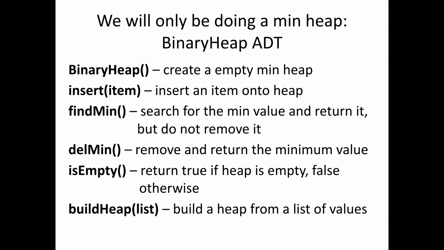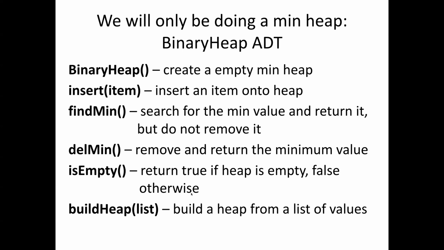So here is the abstract data type for a binary heap. We have a constructor, which creates a min heap. We're going to use the minimum heap as the example. You can insert an item, and we can find the minimum, which is the top, and is O(1). It's very quick because it's always at the root of the tree or the first item in the list. Then delete minimum, you just remove and return the minimum value. You can check if it's empty, and you can build from a list.